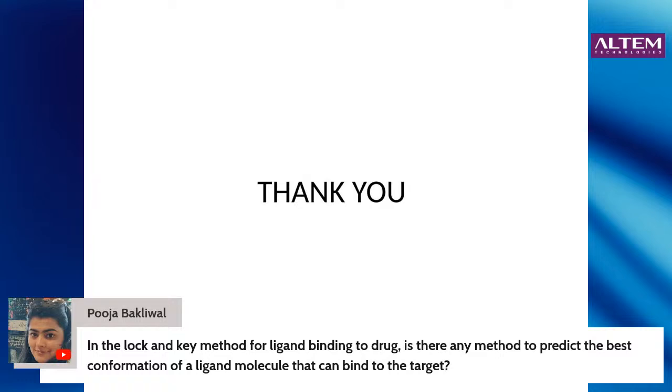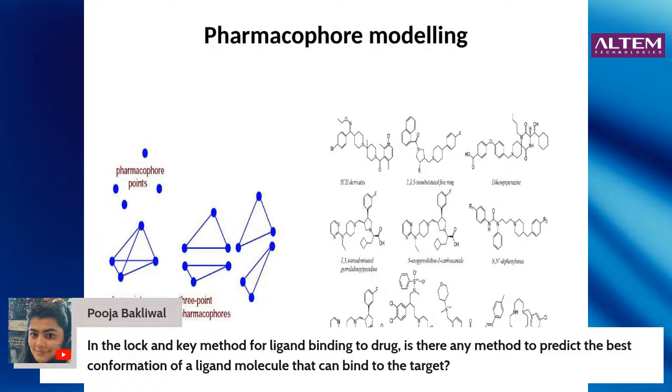Our first question is, in the lock and key method for ligand binding to a drug, is there any method to predict the best conformation of a ligand molecule that can bind to the target? Yes, definitely, the software will show different conformations with their binding energy. The conformation having the maximum negative binding energy is the best conformation.